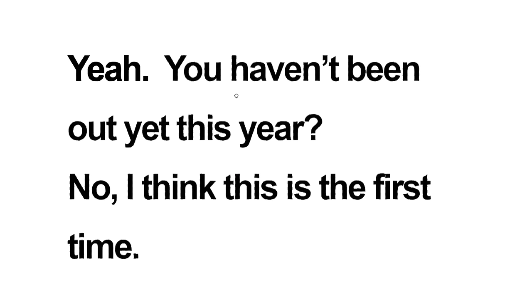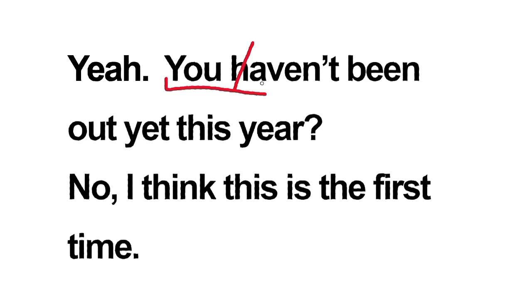You haven't been out yet this year? It's a little hard to tell, but I'm pretty sure I dropped the H in haven't. We drop the H at the beginning of function words like have, him, her, he, a lot. That helps us make it quicker, it's less important, and we can link it to the word before. You haven't. You haven't been out yet this year?